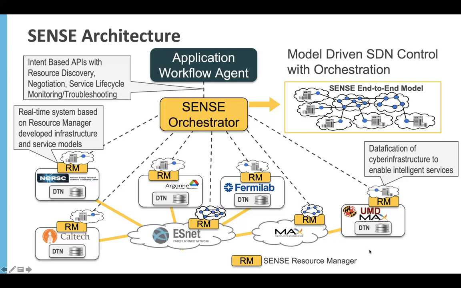What's unique for SENSE is that we're using a model-driven approach. Every domain and every service provider describes its resources as an information model. We are using a semantic web-based model to make things more standardized. This model is exchanged across the system, and the orchestrator aggregates the models into a so-called end-to-end infrastructure model. Because we're using a semantic model, it is very information rich, so you can do a lot with it, like network discovery, path finding, and all kinds of orchestration reasoning. It can be very sophisticated.